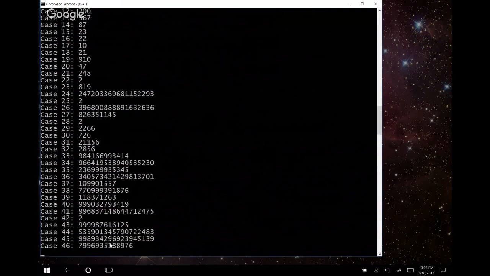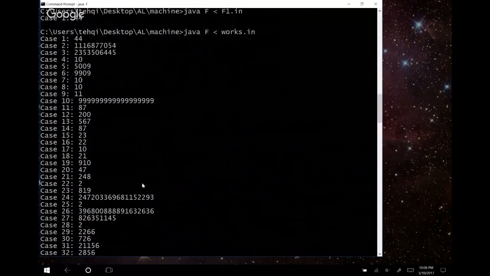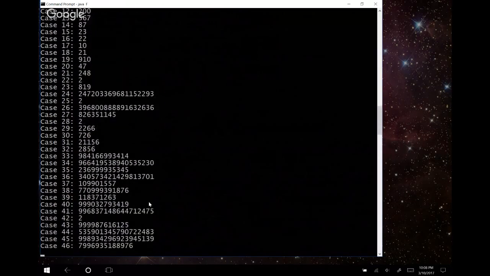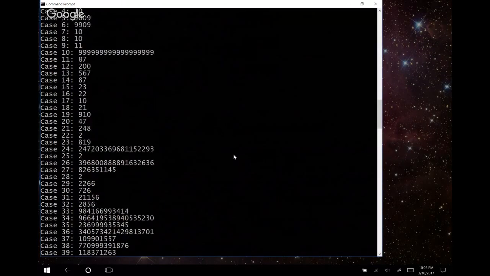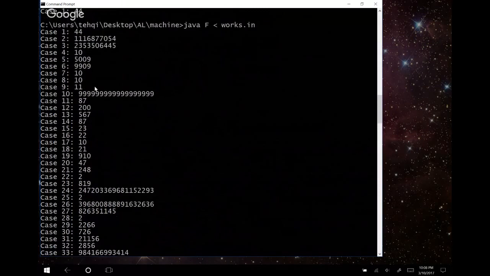Until you get out to case 46, some of the larger cases, it's starting to run pretty slow. So unfortunately, this is just going to super TLE. It's not going to be fast enough, so I should probably just stop running it now. But this is definitely the solution I would run if the bounds were like 10,000 or 5,000 for n, number of machines.